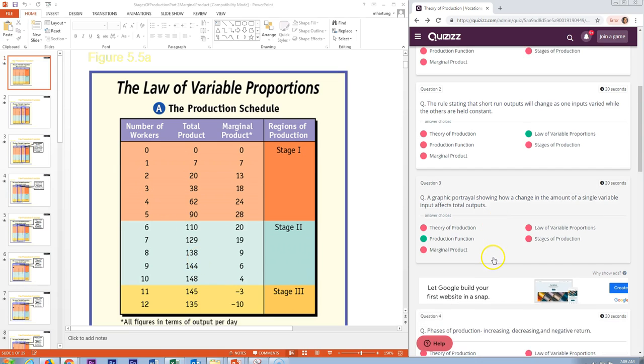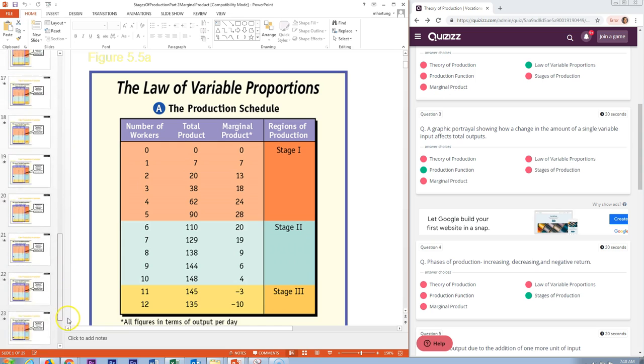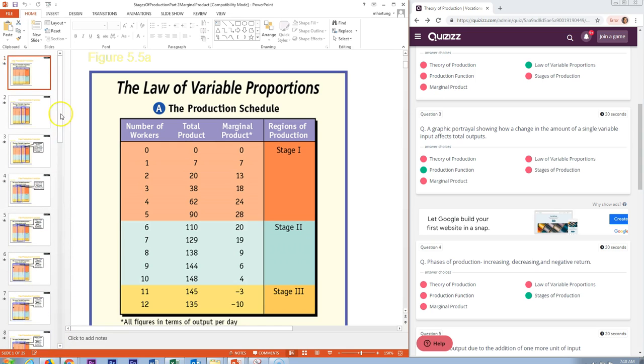Question 3, a graphic portrayal showing how a change in the amount of a single variable input, in this case the number of workers, affects total output. And that is this thing right here, the production schedule, the production function. And the actual graphic of that is what you created in your assignment. I don't have one here, but that was the graph showing those changes. It was graphing the number of workers and the total product, and we call that a production function. And this is the production schedule.